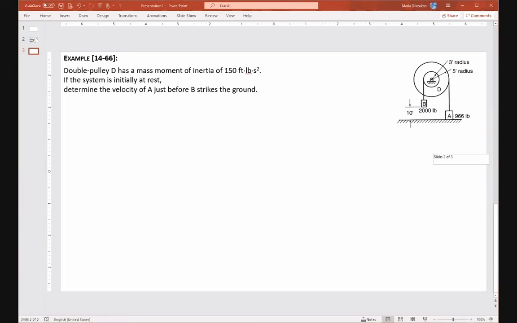So it's the question. In this case, we have our double pulley D, which has an inner hub, an inner pulley and an outer pulley. The whole pulley has a mass moment of inertia of 150 feet pounds second squared. If the system is initially at rest, we're asked to find the velocity of A just before B hits the ground. So A is on the ground here. A starts to go up. B falls down. When B hits the ground, what is the velocity of A? That's what we're being asked.